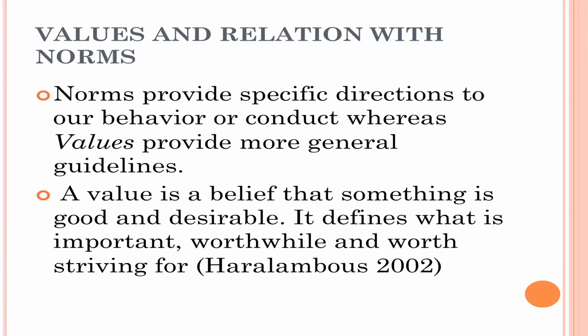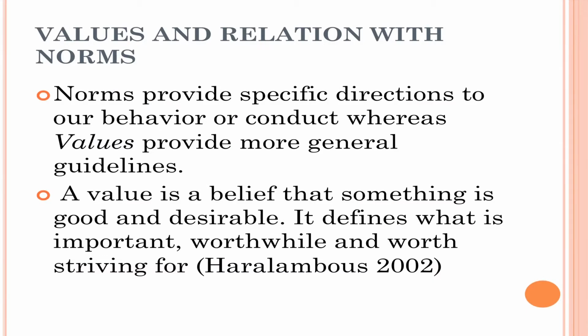For example, while discussing norms, we said that norms are general guidelines or directions for your behavior, right? In this situation, you have to maintain some kind of behavior. Now, values are broader in nature. These are the general guidelines, and out of values you can derive so many norms. Is it clear? From values, a number of norms come out.